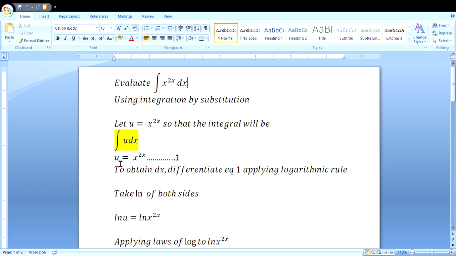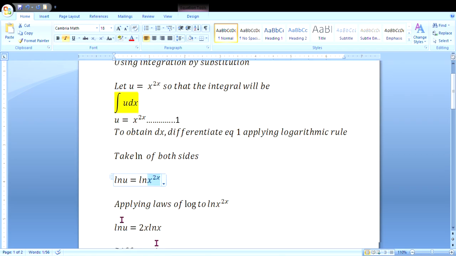So here u is equal to x raised to the power of 2x. To obtain the dx, we will differentiate equation 1 applying logarithmic rules. First, we take the logarithm of both sides, so that ln u is equal to ln x raised to the power of 2x. Applying the power law of logarithms, the power 2x is brought down, and this becomes ln u equals 2x ln x.